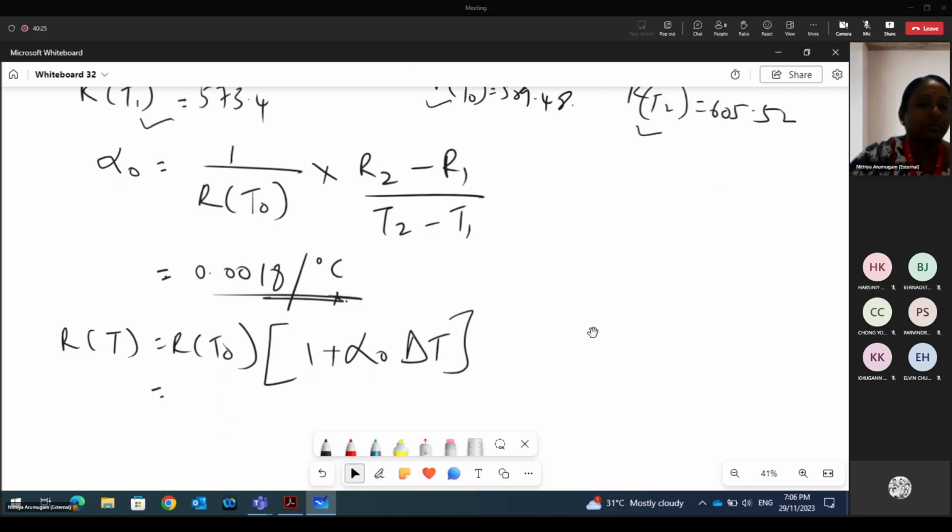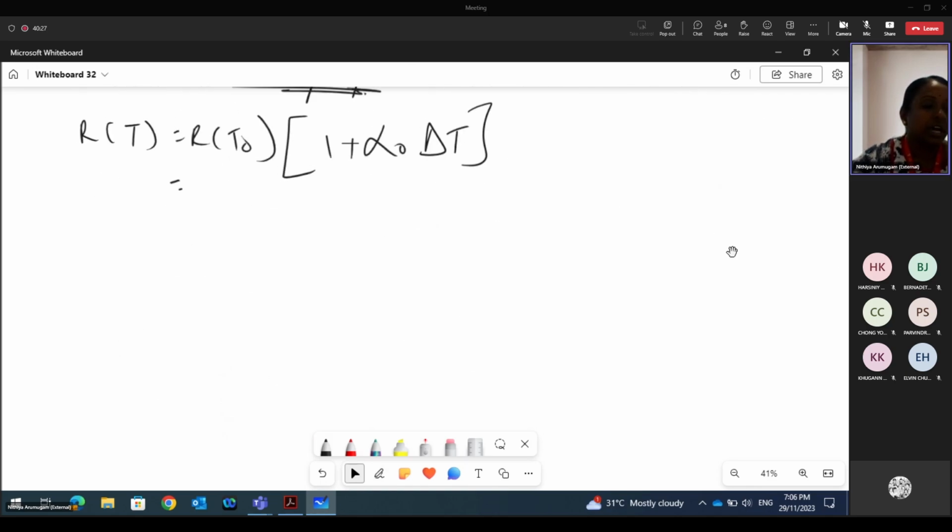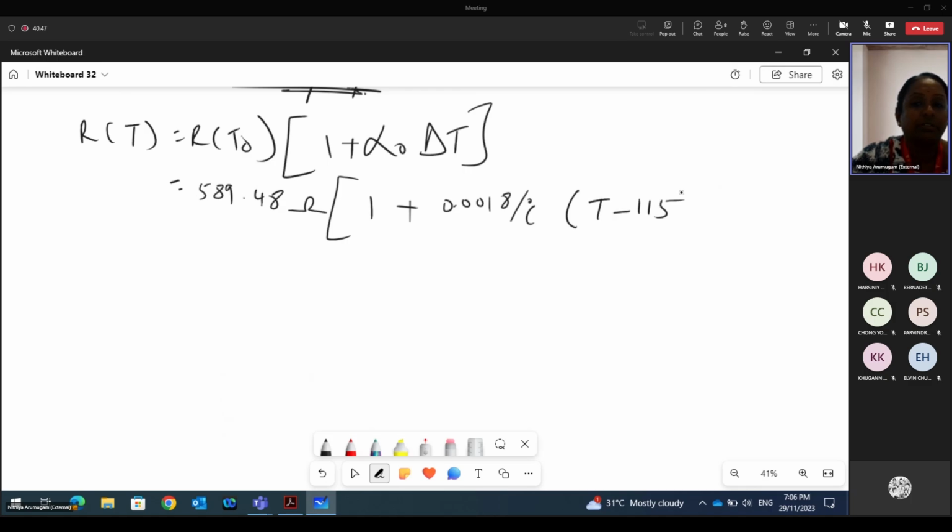So the RT naught here is 589.48 ohm. 1 plus the temperature coefficient, 0.0018 per degree Celsius, times the T here, which is the difference between T and 115. So this is the linear equation.